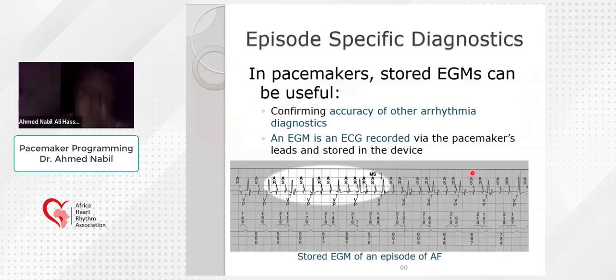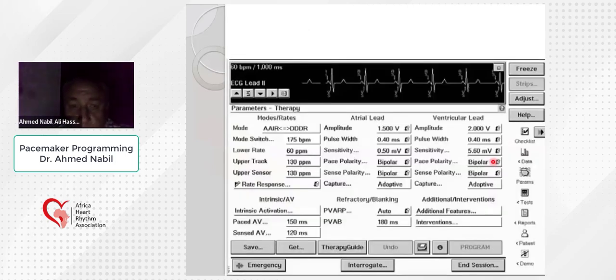This is an example of a stored EGM in which the patient had atrial arrhythmia, and we can see here the atrial activity that is sensed. And of course, this patient had a mode switch to a non-tracking mode. And this is an example of the parameter settings in this patient. We can see here the rate at which the mode switch occurs, which is 175 beats per minute. This is the lower tracking rate. This is the upper tracking rate. This is the upper sensor rate.